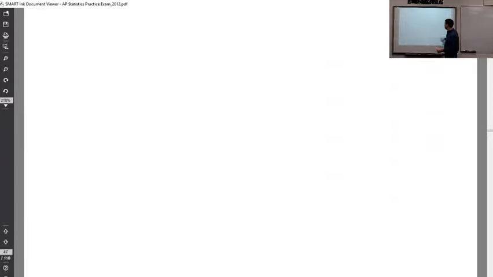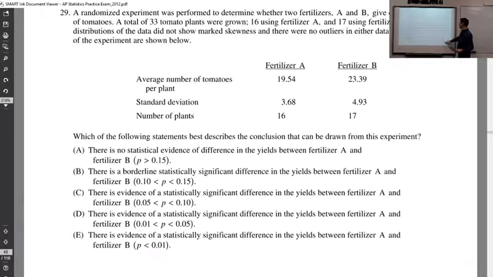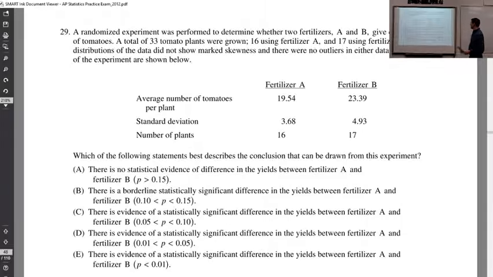29. You're just going to put this data in the calculator, right? You're going to go over to two-sample t-test, and you're going to put, here's my mean, here's my standard deviation, here's my sample size, and have it tell you what the p-value is. And it will tell you that the p-value is between 0.01 and 0.05, so D. This is really just a put it in the calculator question.